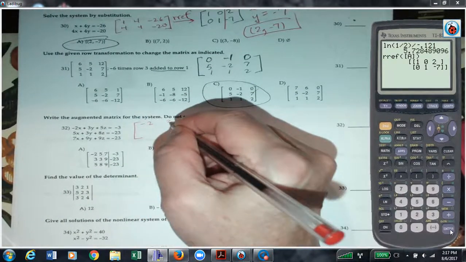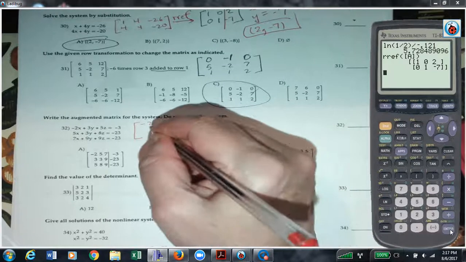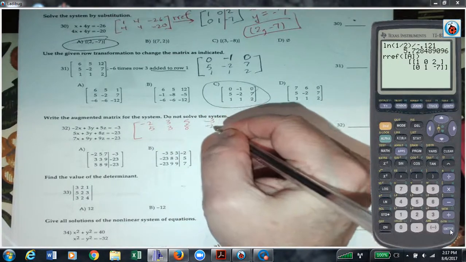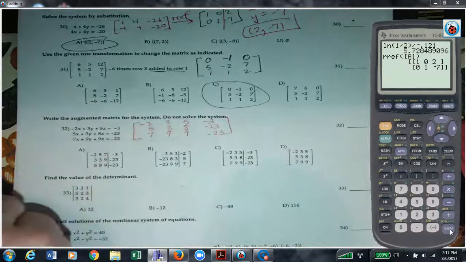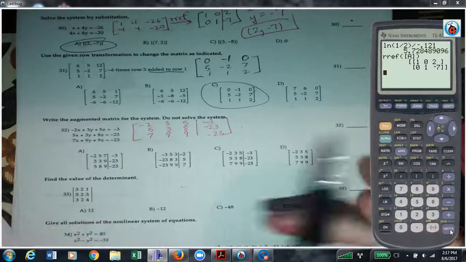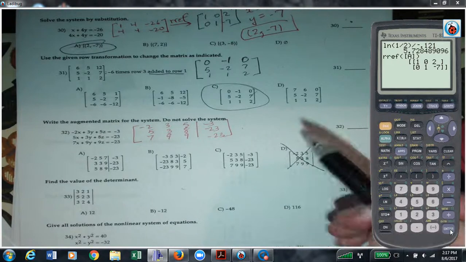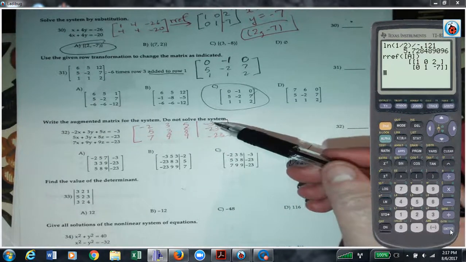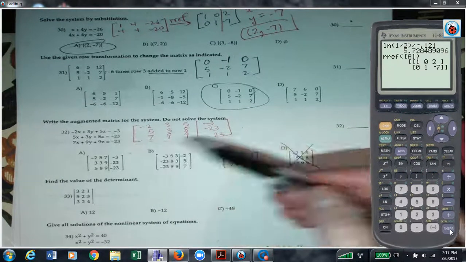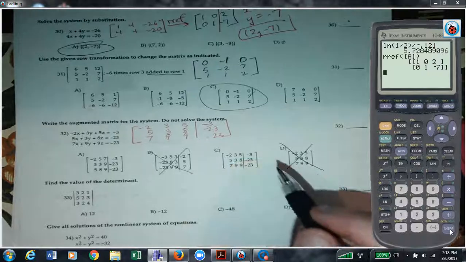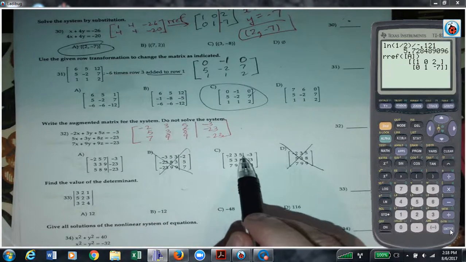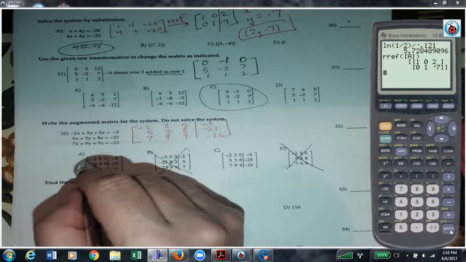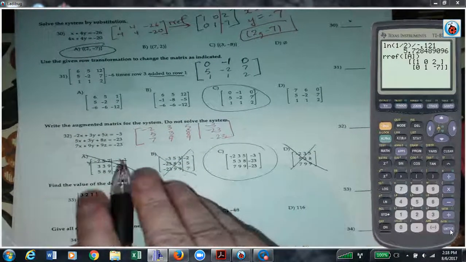Write the augmented matrix, do not solve the system. Okay, so that is very easy. We just have the coefficients, and I'm just making sure everything's lined up right, which it is. All the x's and whatnot are together, and our line goes where the equal sign went, so straight away it's not going to be that. So I need to have negative 3, 23, and negative 3 to the right of the line, so it's not going to be that. And negative 2, 3, and 5. Negative 2, 3, and 5, that does not match. All right, so it's not going to be that. So everything else matches.